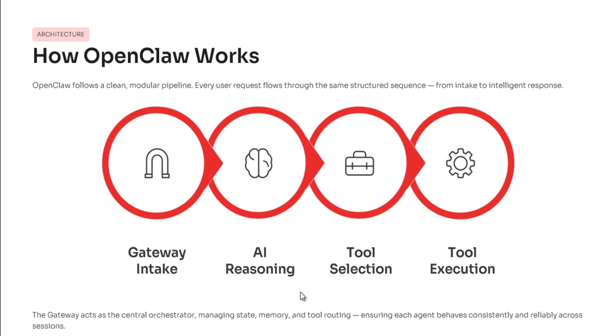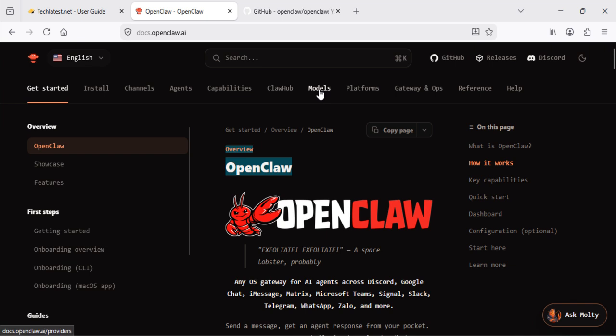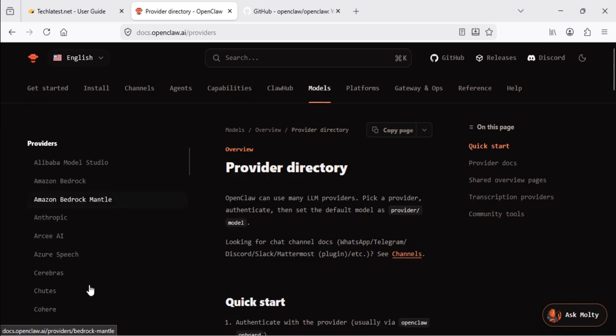Now let's see some features of OpenClaw. So first of all, it provides AI model flexibility. So what does it mean? It supports multiple LLM providers. You can configure your preferred AI model. OpenClaw is not tied to a single AI provider. So you can connect it with different large language models based on your needs, such as OpenAI, Anthropic, Google Gemini, Ollama, or other compatible providers. You can check the full list on this official website here.